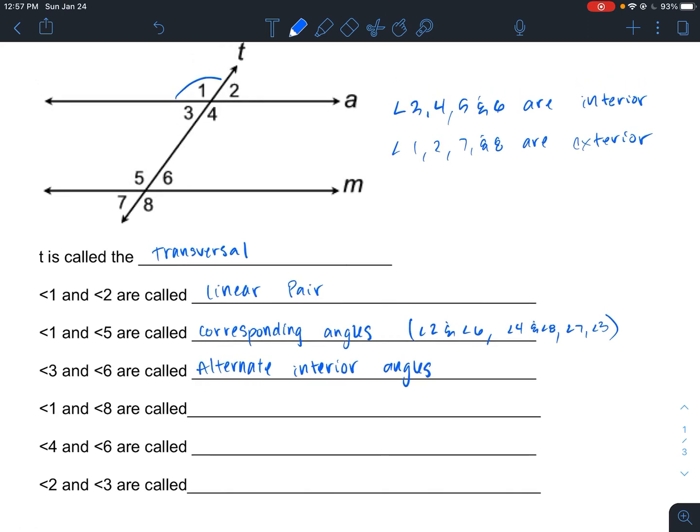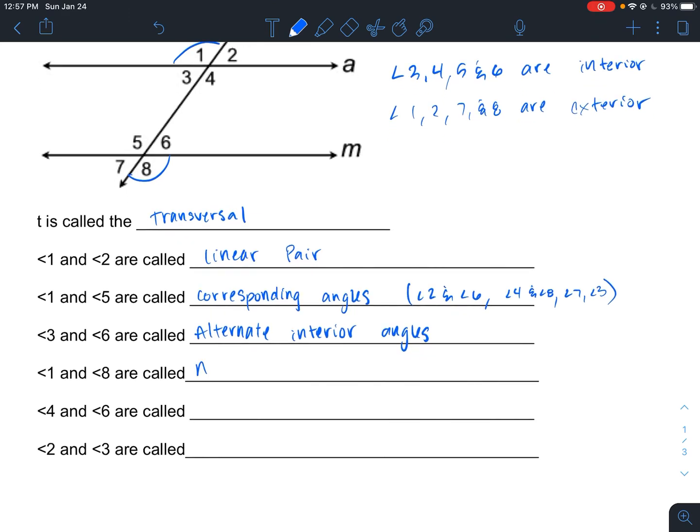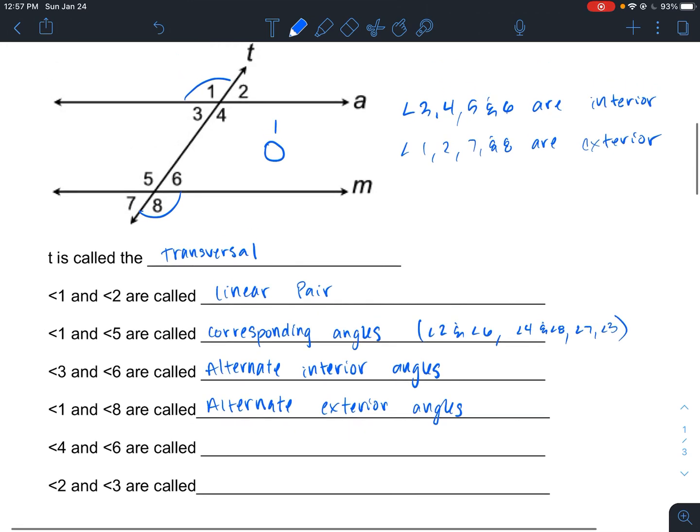Now 1 and 8 are alternate exterior angles. Alternate exterior angles because they're on the outside, and again, if we're looking at the exterior angles, we go 1, 2, 8, and 7. So these are alternate, and also 7 and 2 are alternate exterior angles.